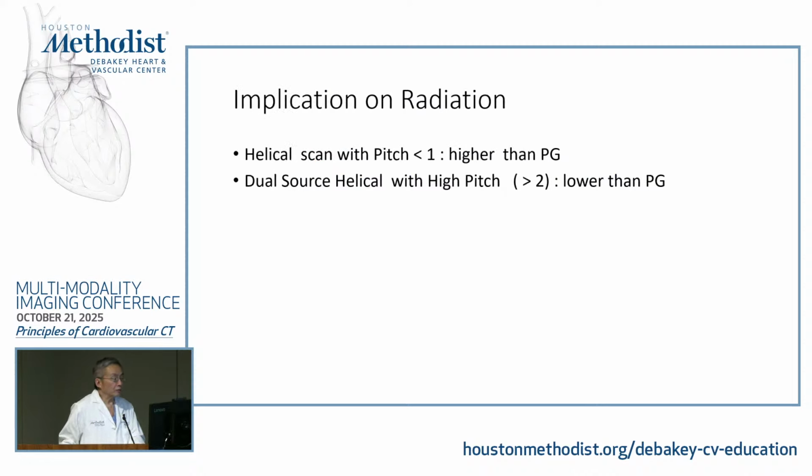Okay, so helical scan with a pitch less than 1, just to recap, retrospective gating, all right? The radiation is going to always be more than prospective gating. The helical with high pitch, essentially the higher the pitch, the lower the radiation. So in order of radiation, flash high pitch mode will be the lowest radiation, followed by prospective gating, followed by retrospective gating. And we're talking about the difference between retrospective gating and a high pitch could be on the order of 20 or 25 fold difference of radiation.